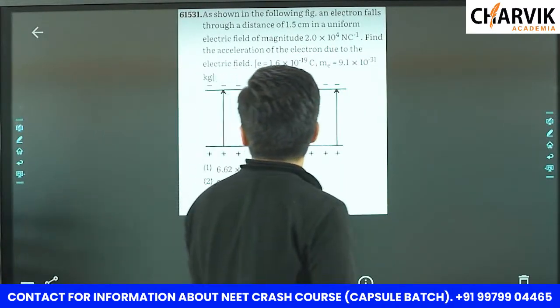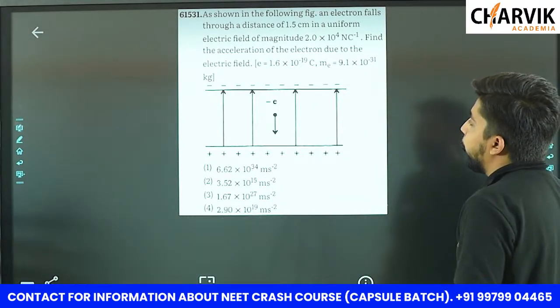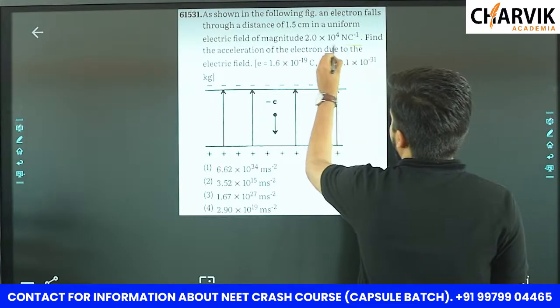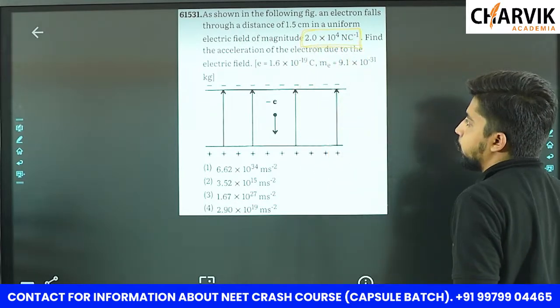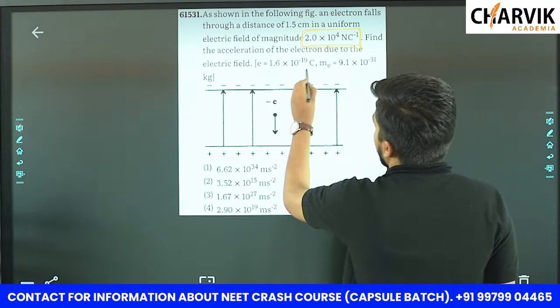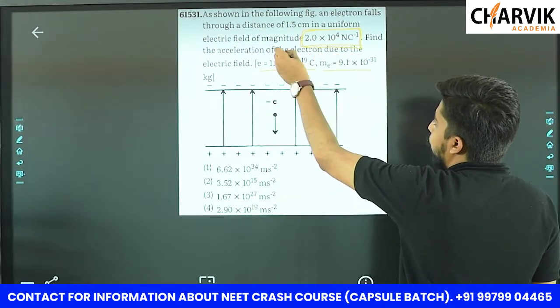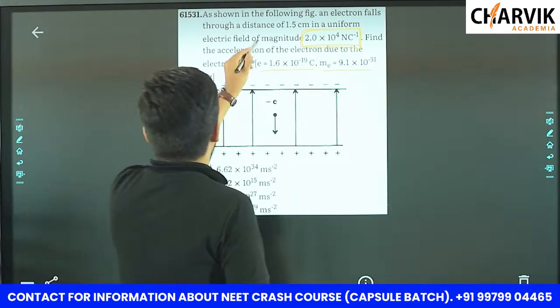Okay, so let us see the next question. As shown in the following figure, an electron falls through a distance of 1.5 centimeter in a uniform electric field. The magnitude of the electric field is given, which is 2 into 10 raised to 4. Find the acceleration of the electron due to the electric field, where E is given, mass of the electron is given, and you already know all of these values, whether it is given or not. So we need to find the acceleration.